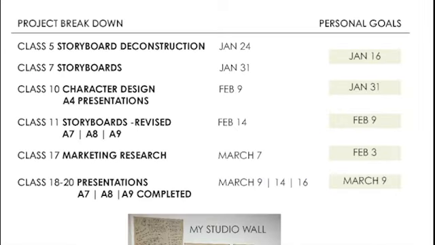Lastly, here is my calendar. How are we going to get these things done? I don't know. I have a list of personal goals on the right-hand side that I have met none of. So here's to hoping that I'll get some of them moving forward. Wish me luck.